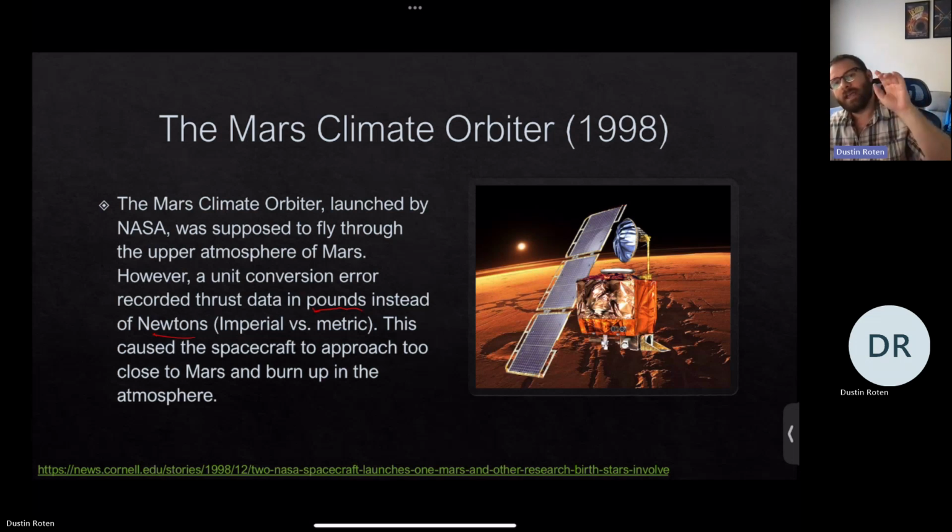You can imagine if this thing keeps calculating thrust, even if the numbers aren't that different, over time with the wrong units, it gets very, very bad. The errors just compound. So what happened here is the spacecraft was essentially much too close to Mars, and it burned up in the atmosphere.